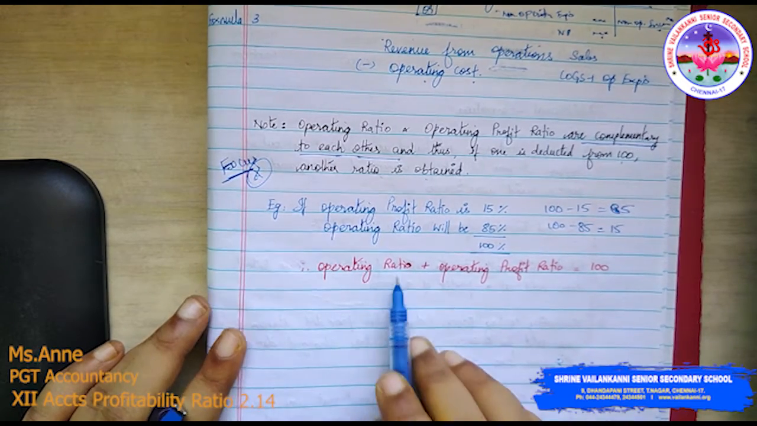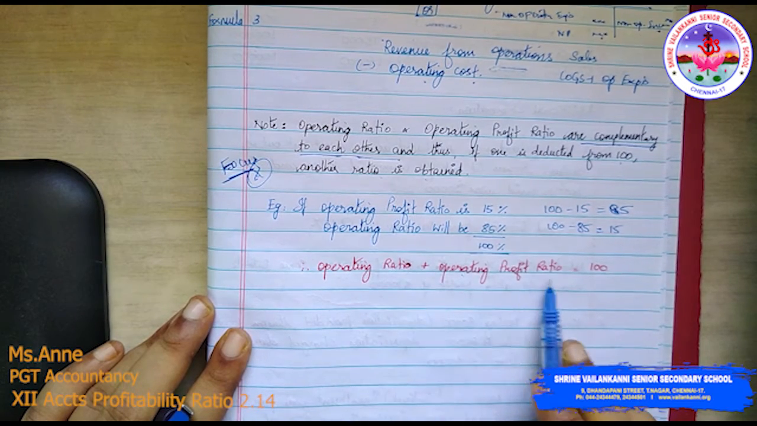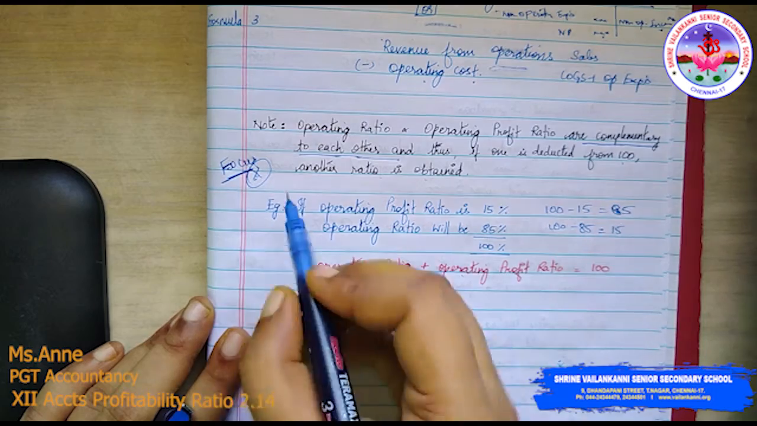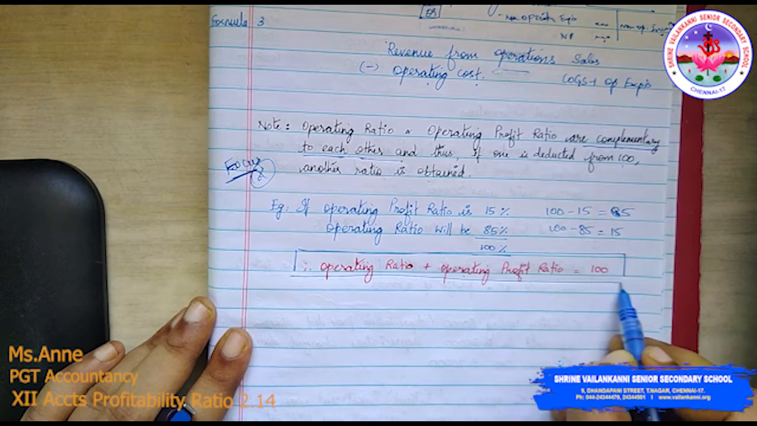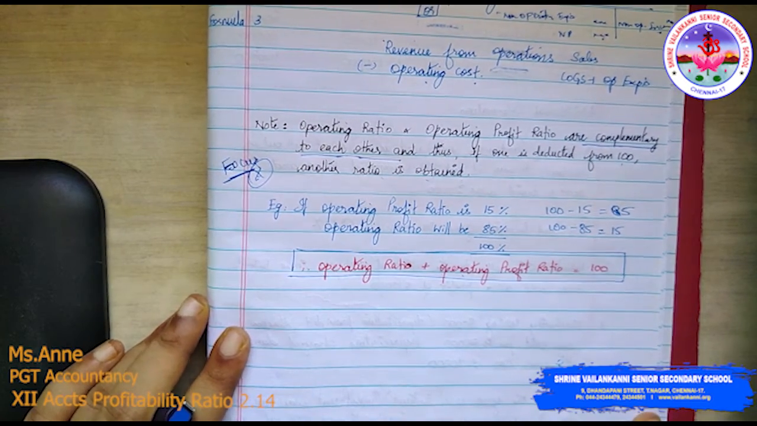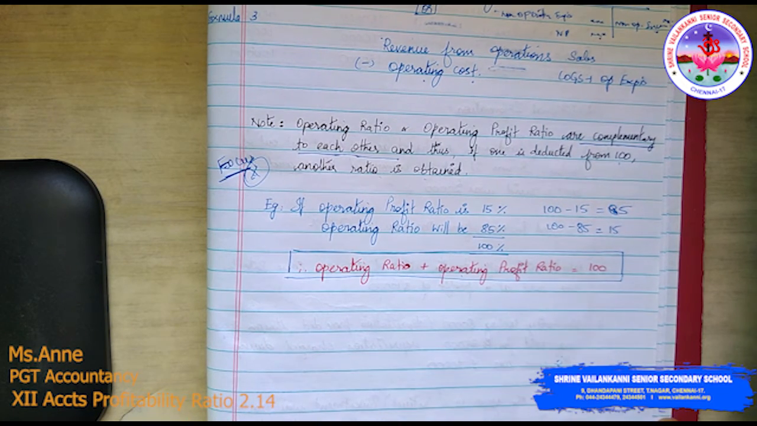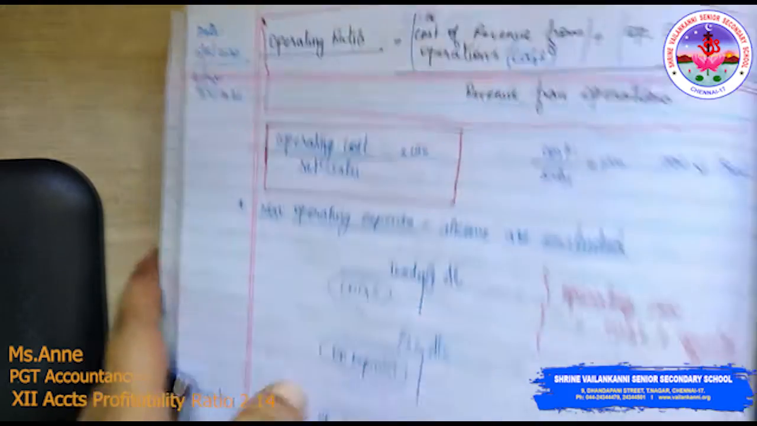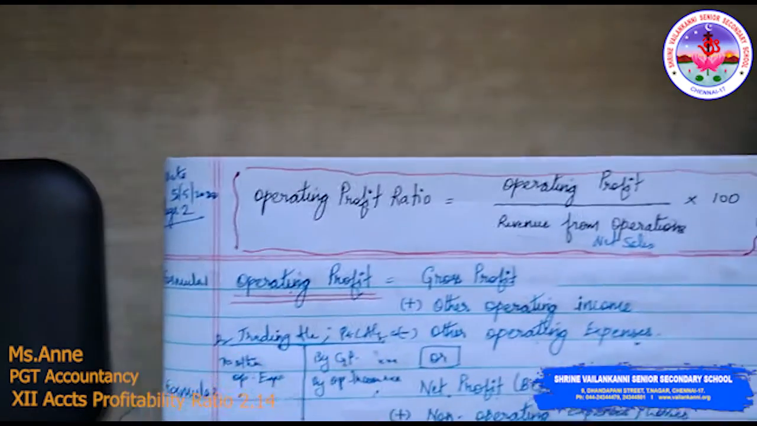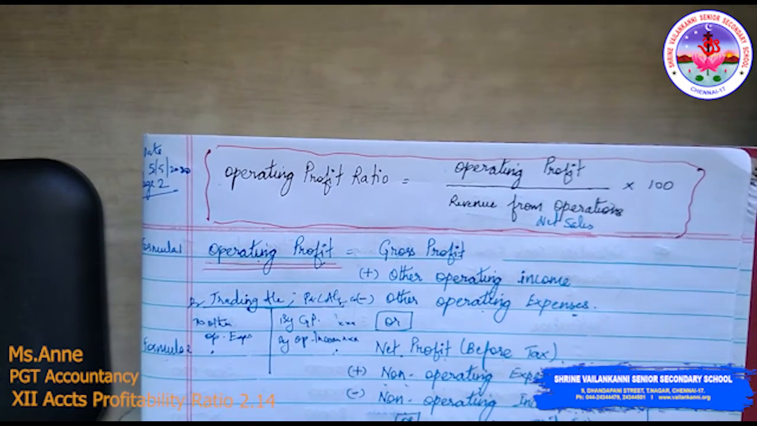So therefore operating ratio plus operating profit ratio is equal to 100. So this you always need to remember. They are complementary to each other. Okay. So what is operating ratio? Cost of goods sold plus operating expenses divided by revenue from operations into 100. What is operating profit ratio? Operating profit divided by revenue from operations into 100.